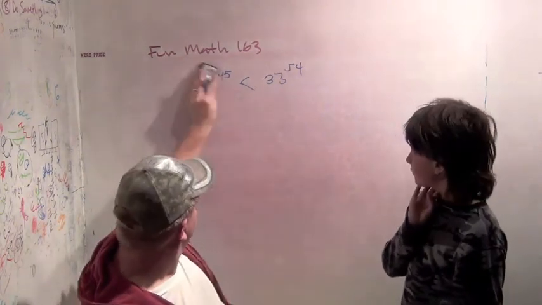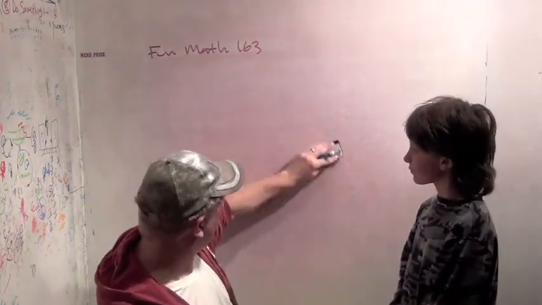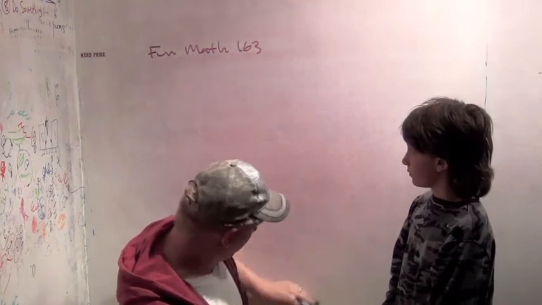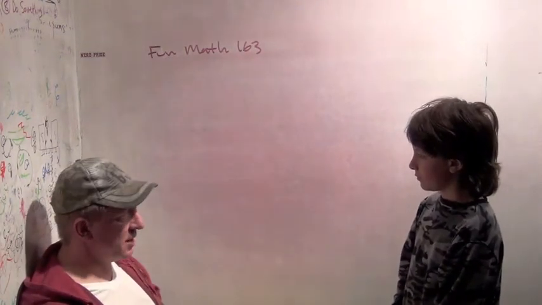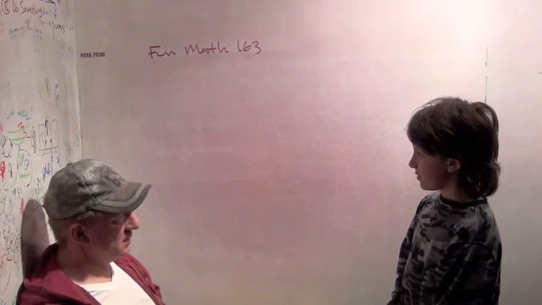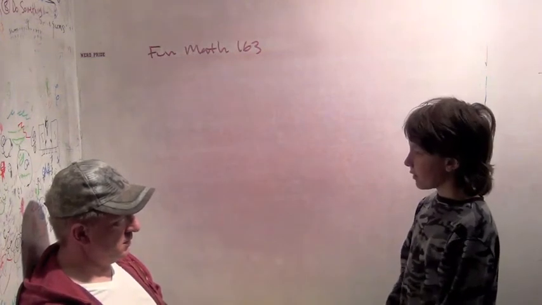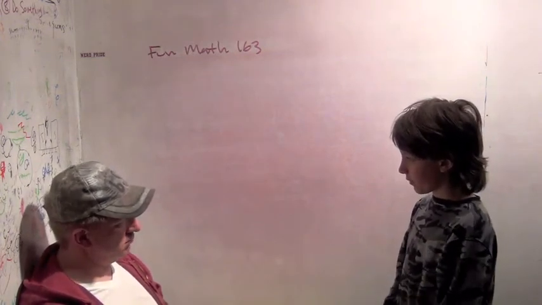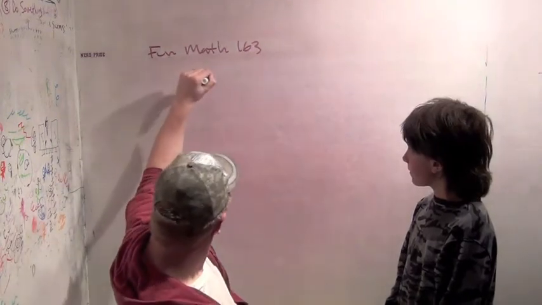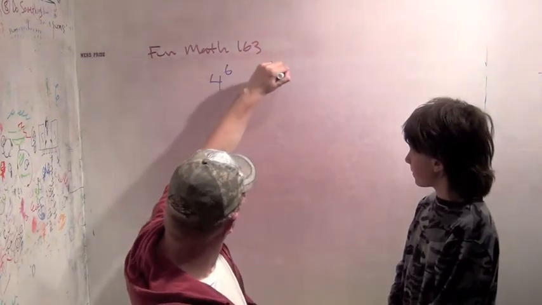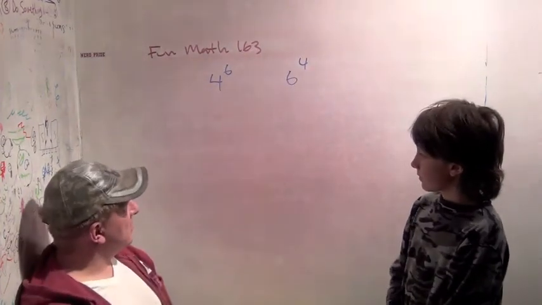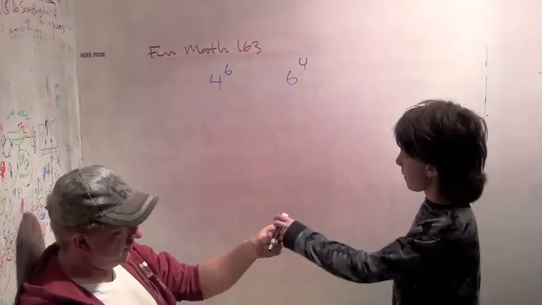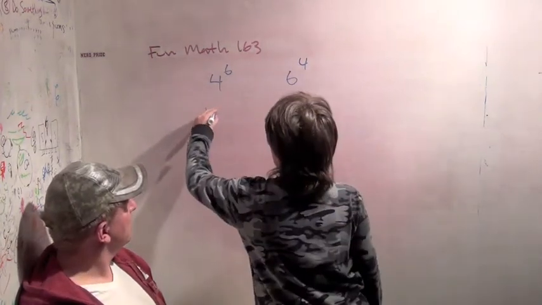Okay, so now we're just going to make up a problem and see if you can solve it. Pick two numbers and we'll do A to the B and B to the A and find out which one's bigger. Okay, let's do 4 to the 6th and 6 to the 4th. We're just going to try to compare these two and see which one's bigger. I'll give you the pen. And why don't you just go ahead.